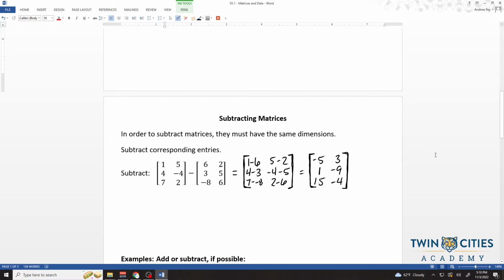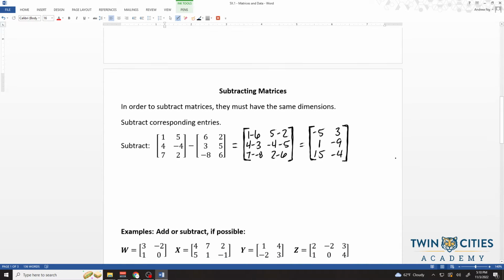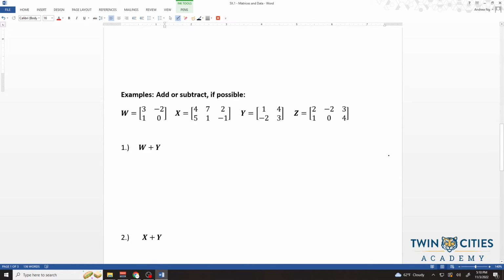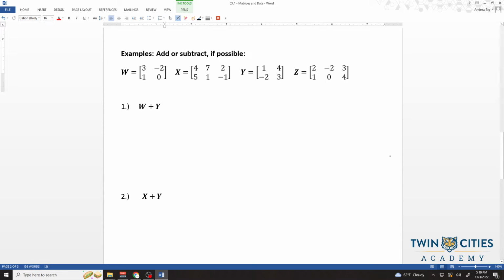So you're going to come across some different problems where I'm just going to name a bunch of matrices, and then I'm going to have you say, okay, what is maybe A plus B, or maybe what is A plus C, or maybe what is D minus B. Okay, so that's going to look like this. Add or subtract if possible. Let's take a look at the different matrices that I've got.